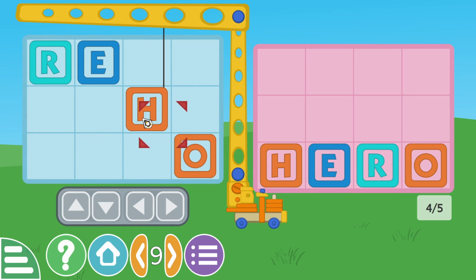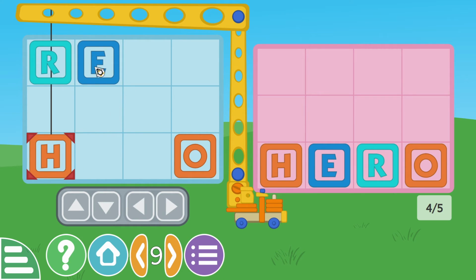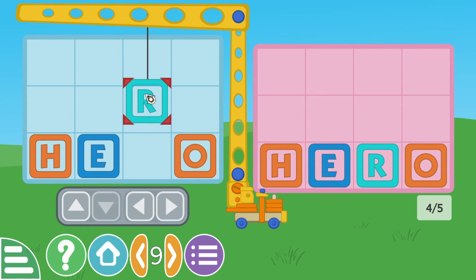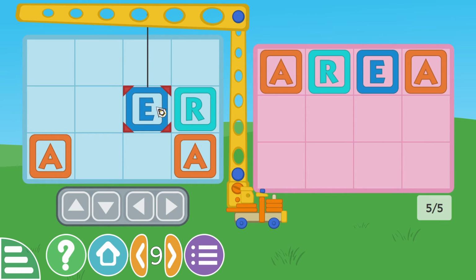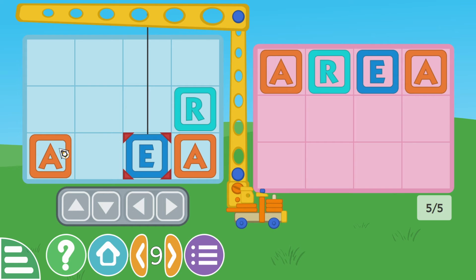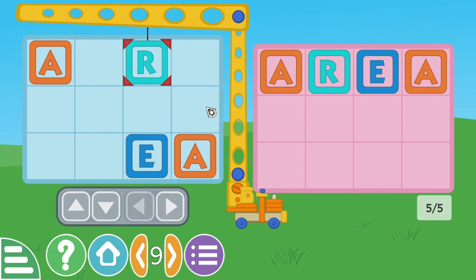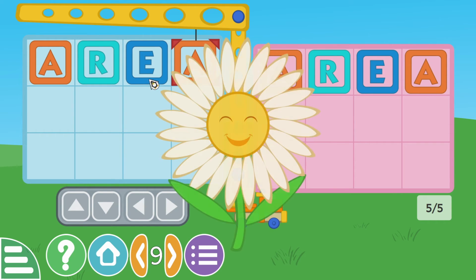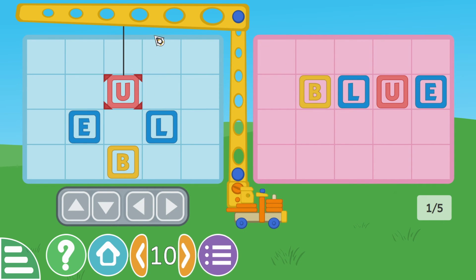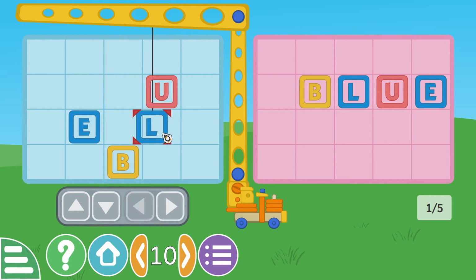A hero is someone who does something very brave. A firefighter could be called a hero for going into a burning house to rescue somebody. Area. I may not be able to enter an area if I'm at risk of getting hurt. I could go into a shop and the area behind is one that the customers can't go into.